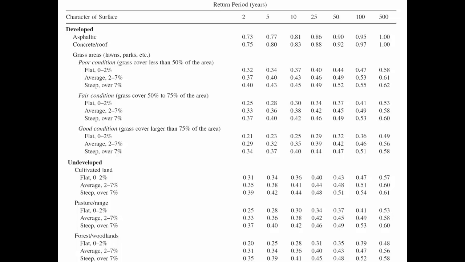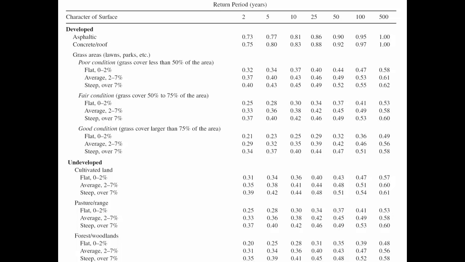So we have roof area. For a 5-year storm, roof area would be 0.8, and grass is generally quite a bit lower than that. So again, let's just say a C value of 0.50, and that's also an assumption. Okay, but then the areas are important.